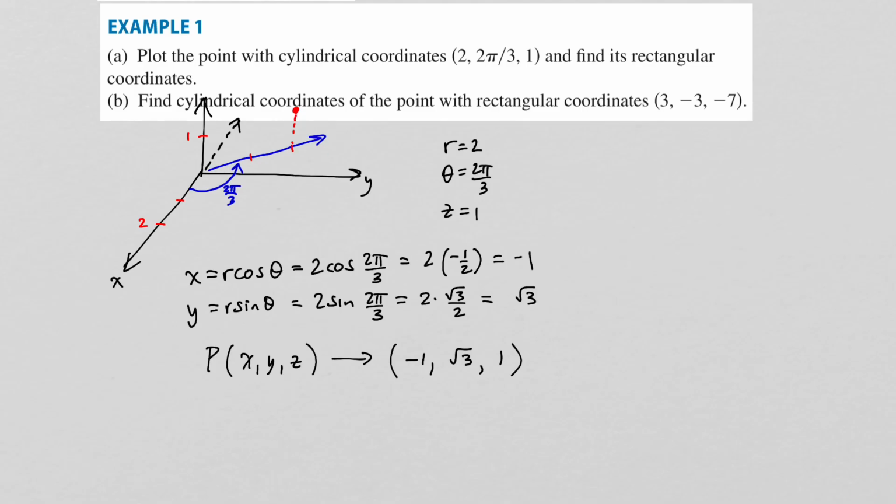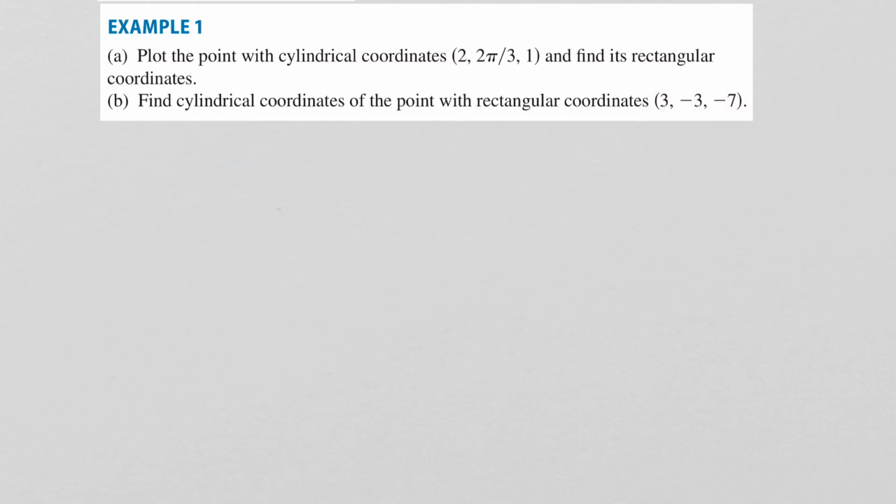Now for part B, it says find cylindrical coordinates of the point that has the following rectangular coordinates. So here, we're just going to recognize that x is equal to 3, y is equal to negative 3, and z is equal to negative 7. All right, the way to do this, in my opinion, is to just go to the xy coordinate system, and we know that the point x equals 3, y equals negative 3 would be a point in the 4th quadrant.